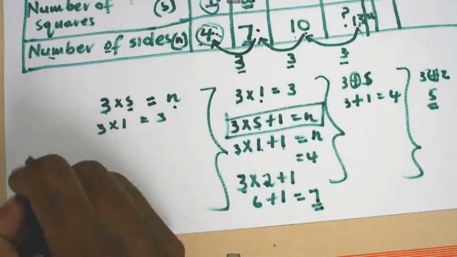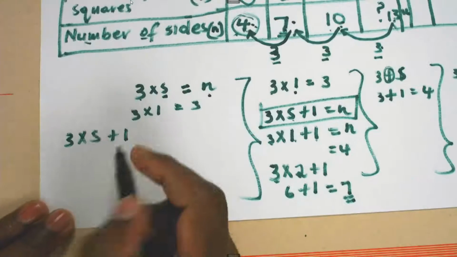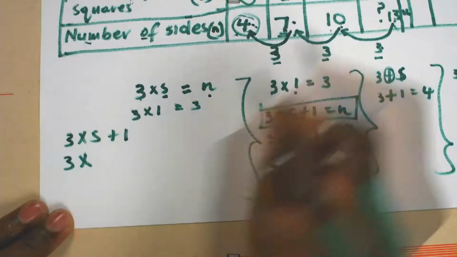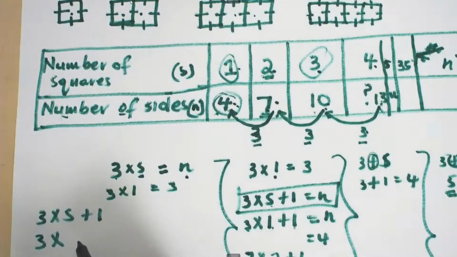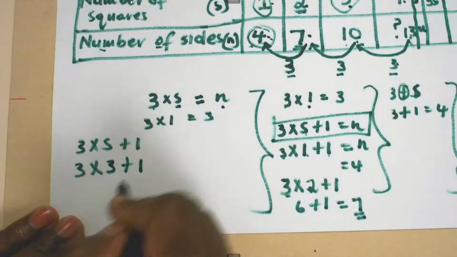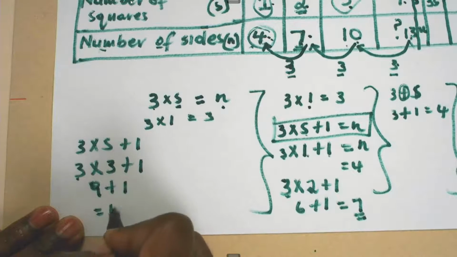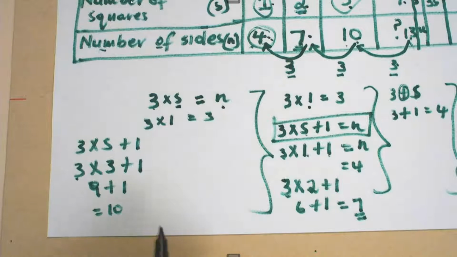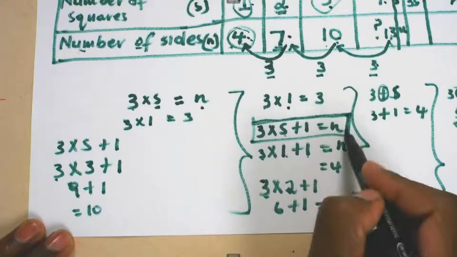Checking again the third one. 3 multiplied by s plus 1. The third one is just 3 squares, and then multiply by 3 plus 1. Because 3 multiplied by 3 is 9, plus 1 equals 10. Now, this equation that I just created is working.